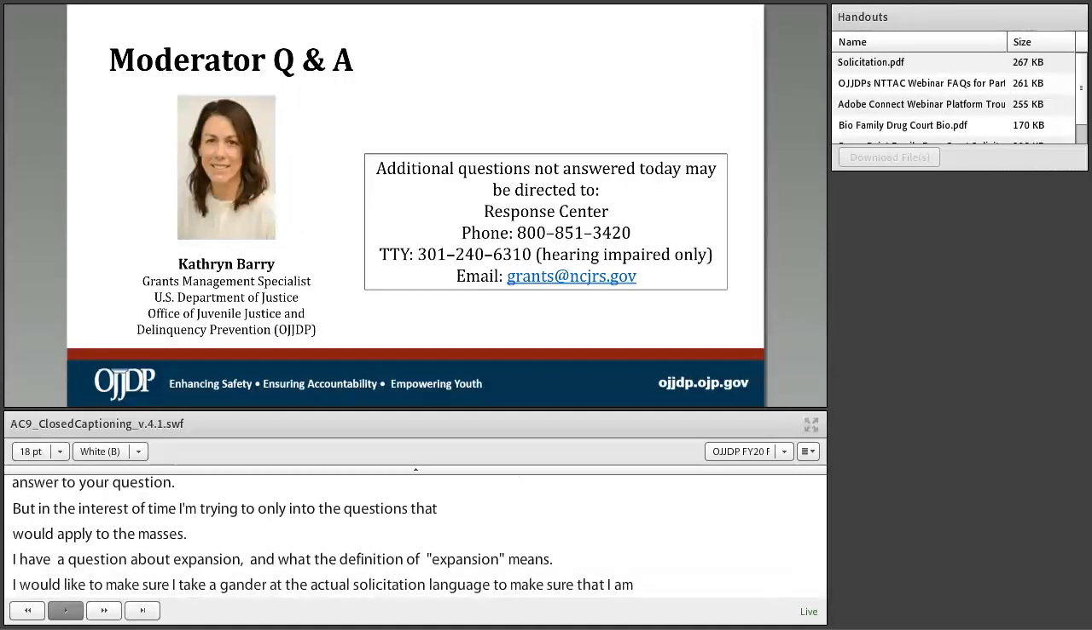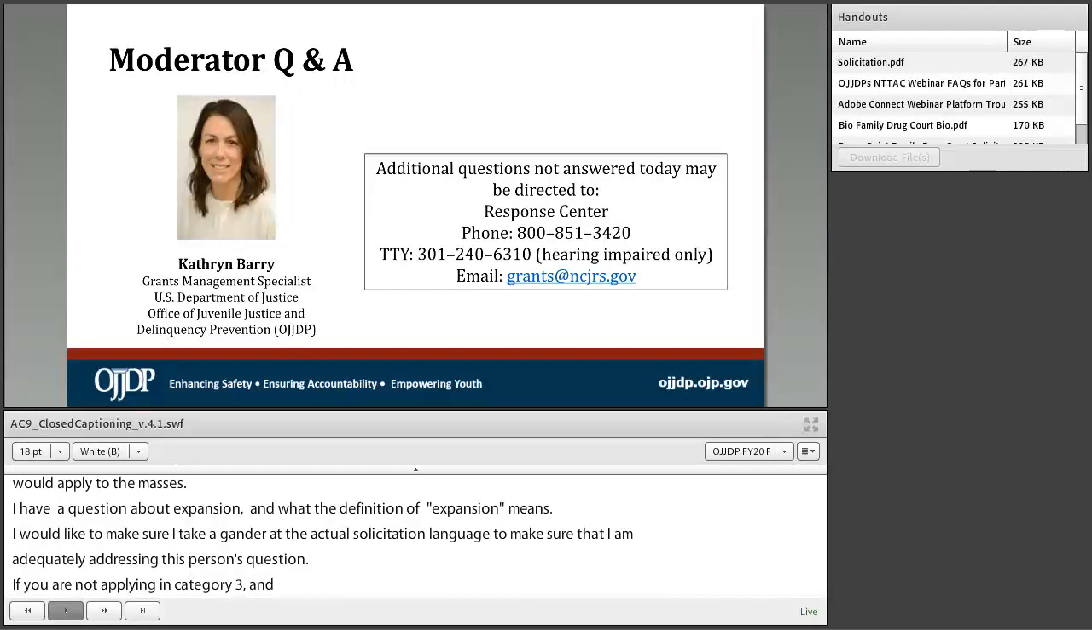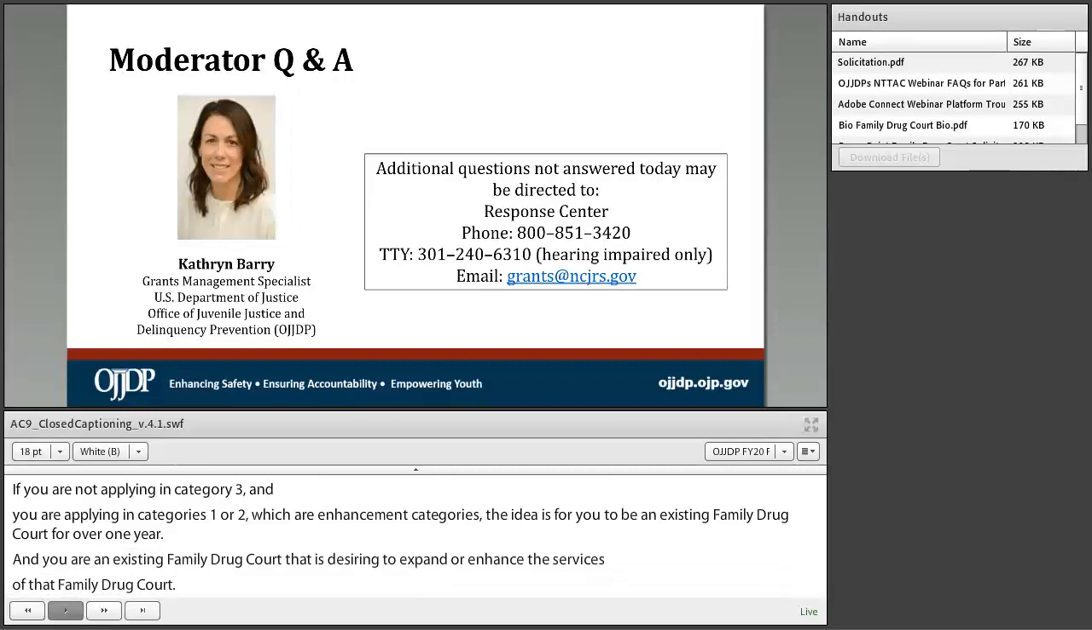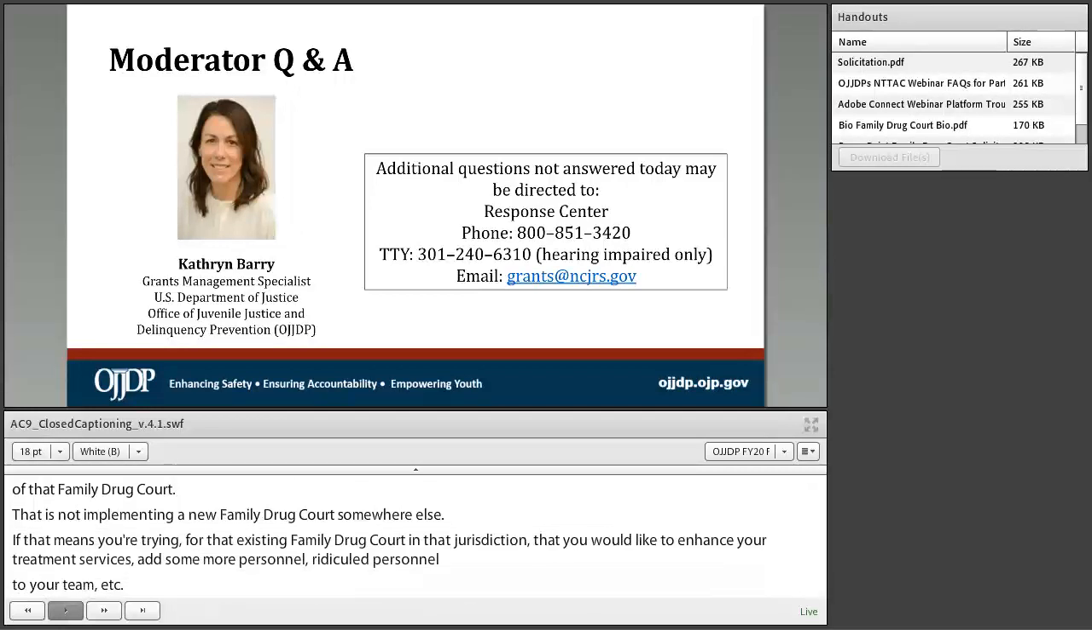So if you are not applying in Category 3 and you are applying in Categories 1 or 2, which are enhancement categories, the idea is for you to be an existing family drug court for over 1 year. You are an existing family drug court that is desiring to expand or enhance the services of that family drug court, not implementing a new family drug court somewhere else. That means for that existing family drug court in that jurisdiction, you would like to enhance your treatment services, add some more personnel, critical personnel to your team, et cetera. The sky is the limit on what you may need to do to enhance or expand the services of that existing family treatment court to enhance the services and outcomes for the participants in your family drug court.